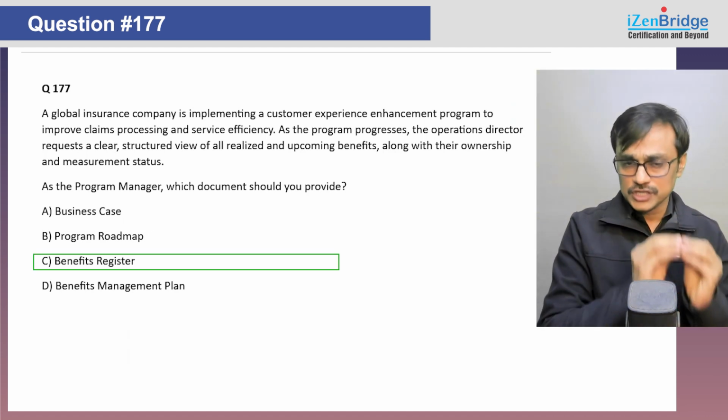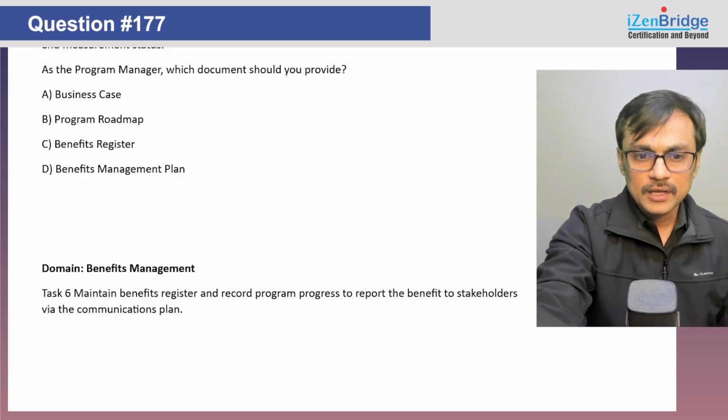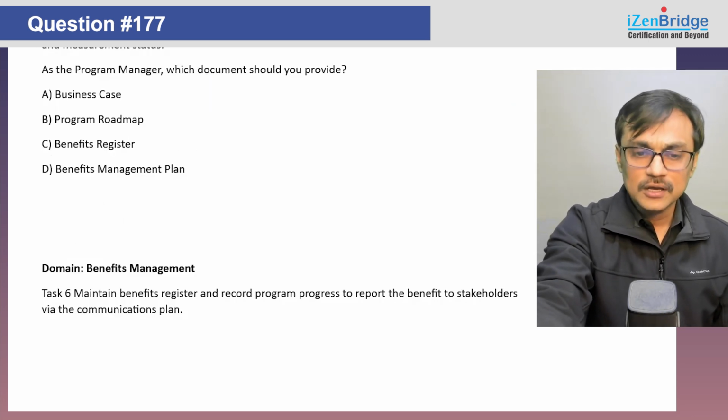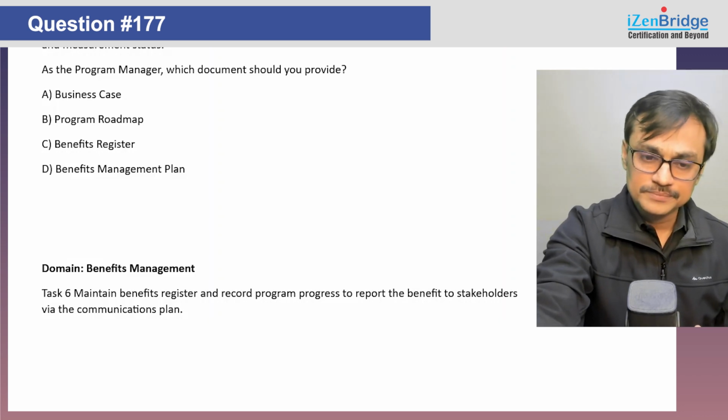So easy, straightforward question asking about benefits register. So there is a task in your benefits management, task 6, which talks about we need to maintain benefits register and record program progress to the stakeholders as per the communication management plan.